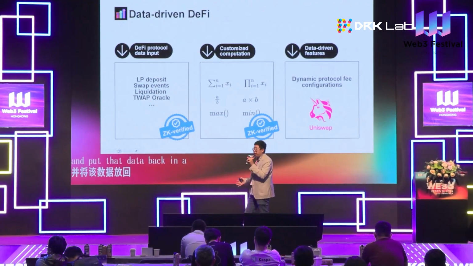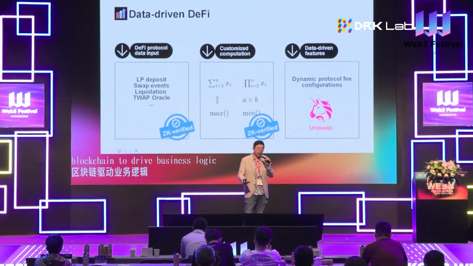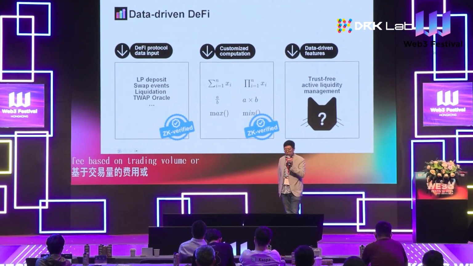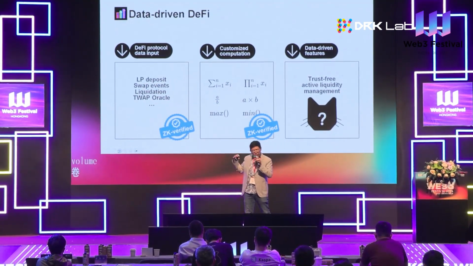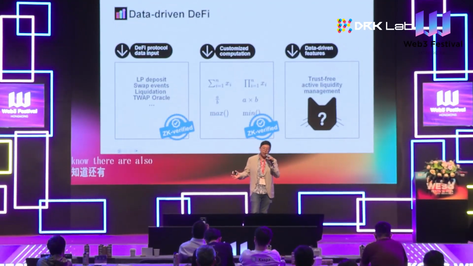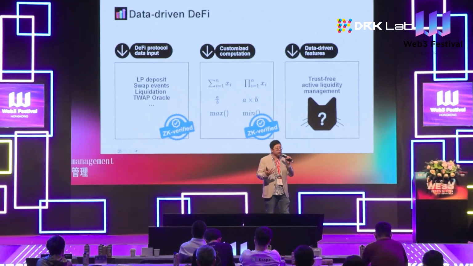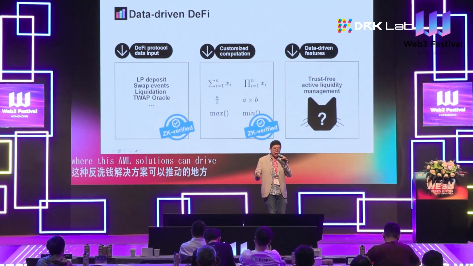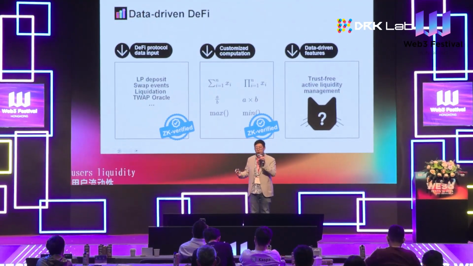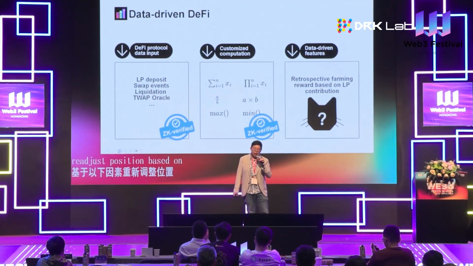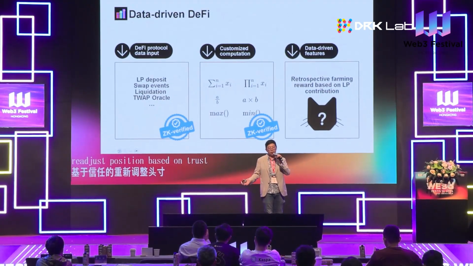One simple example is the dynamic fee based on trading volume, or fee discount based on past trading volume that I just mentioned. We're working with Uniswap on that. And there is also trust-free active liquidity management, where these AMM solutions can drive users' liquidity to adjust and readjust positions based on on-chain trust-free triggers and proofs of that. And you can also do retrospective farming rewards.